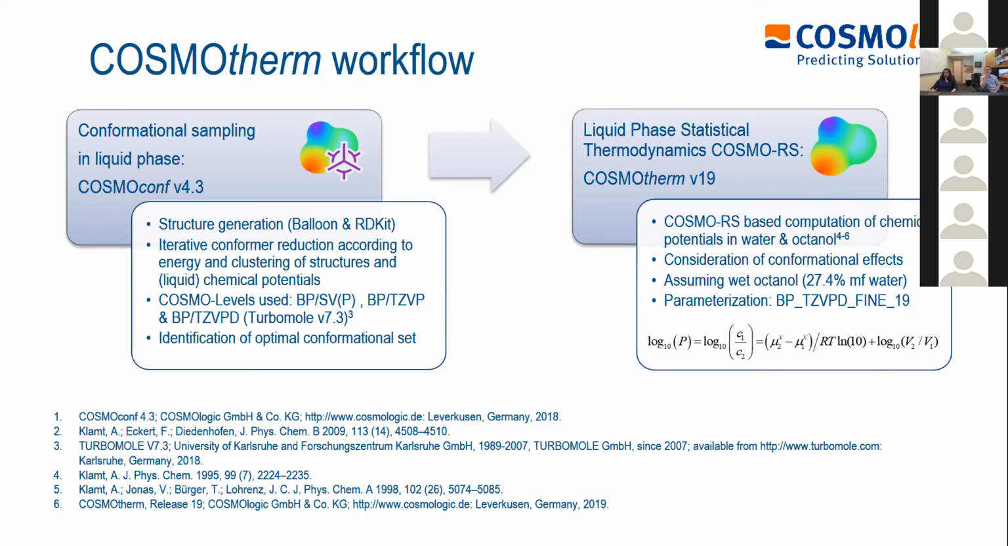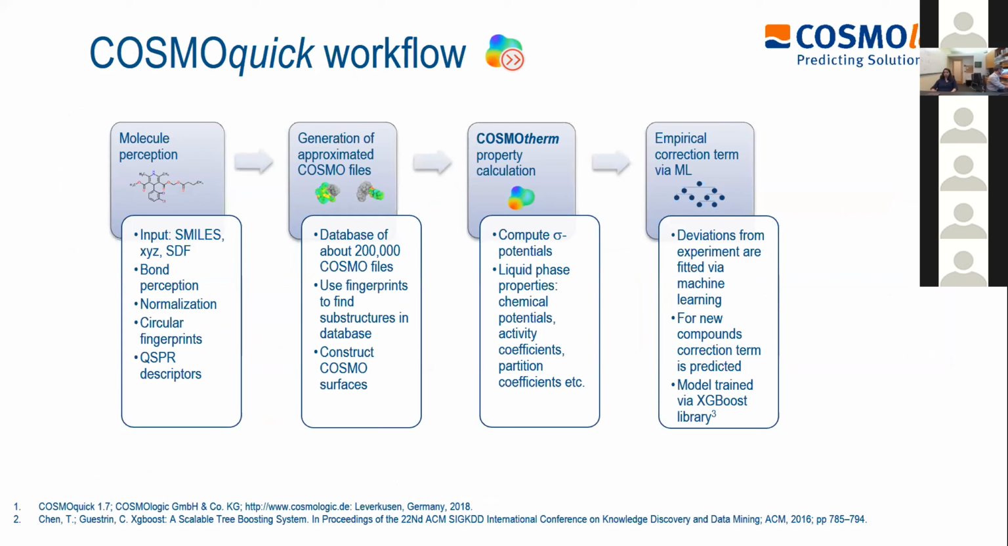This was for our first submission. We made a second submission with a more efficient, somewhat more rough approach, which is based on software called CosmoQuick. The idea behind this is to just use a SMILES string as input, and then do the Cosmotherm calculation based on estimated sigma profiles. So we have a SMILES string as input, and a cheminformatics backend which does bond perception and a normalization of structures.